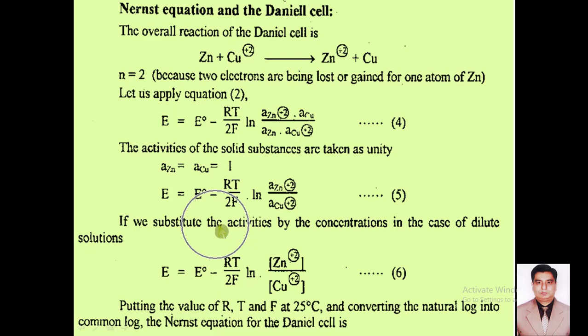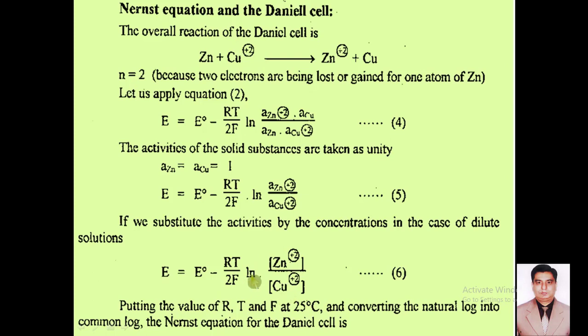So if we substitute the activity by the concentration in case of dilute solution, this equation number 5 can be written in the form of equation number 6, that E is equal to E naught minus RT over 2F into log natural into molar concentration of zinc ion divided by concentration of copper ion.